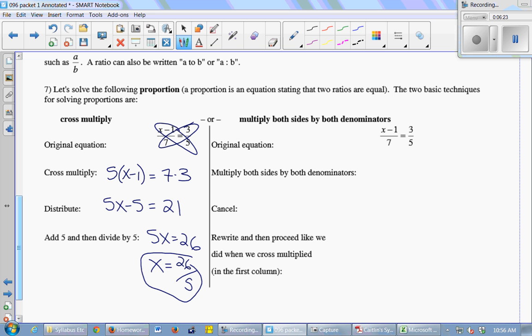I meant to divide by 5. Sorry. Yeah, divide by 5. So we get 26/5. So that's called cross multiplication.